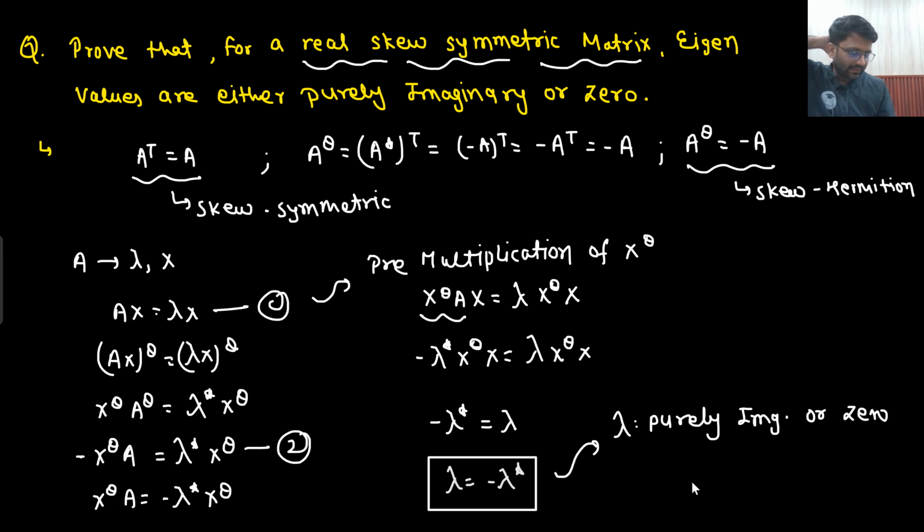Do you know this thing? Let's just say if lambda is 2j, then what will be its lambda conjugate? That will be minus 2j. Can I write it down as minus lambda? Yes, sir.